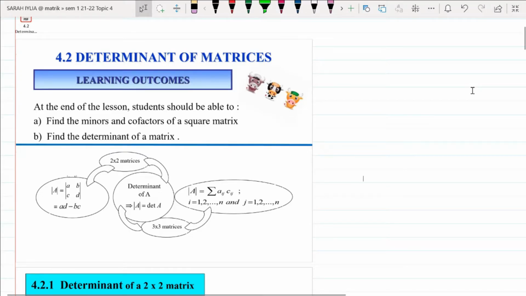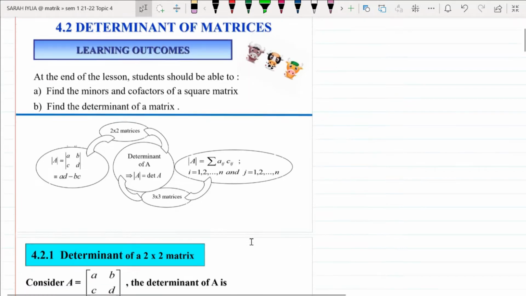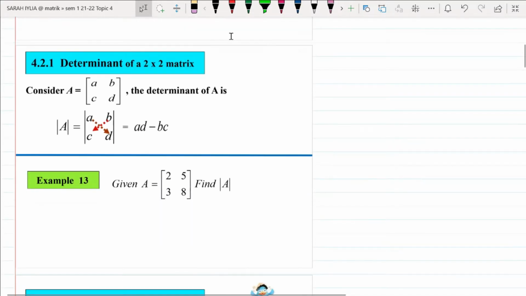Hello everyone. In this video, we will learn how to find the determinant of matrices. For this subtopic, we have two categories. First is 2 by 2 matrices and another one would be 3 by 3 matrices. First, we go with 2 by 2 matrices.